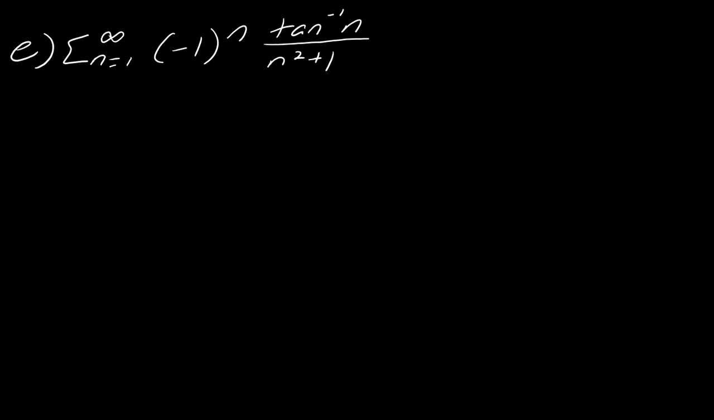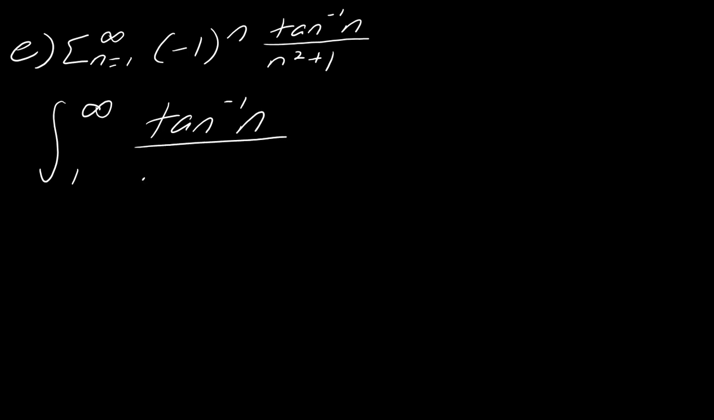Instead of using the AST right away, I'm just going to start by taking the absolute value of this, i.e. I'm going to ignore this, and I'm going to see, can I figure out if this converges? So inverse tangent over n squared plus 1. Well, this is kind of tricky, but one thing that I notice is that 1 over n squared plus 1 is the derivative of inverse tangent. So this feels like a great time to use the integral test.